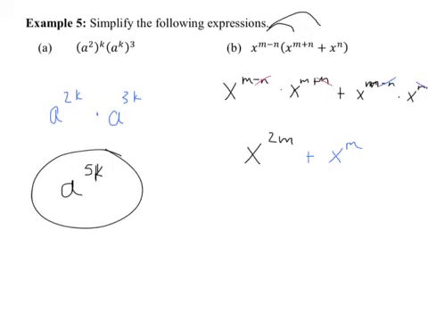So we've got x to the 2m plus x to the m. There's nothing we can do at this point. Some students want to try and combine these, but again, here you're adding them together. You cannot add these. They are not like terms. It'd be like trying to add x squared and x to the 3rd. You can't add them together.